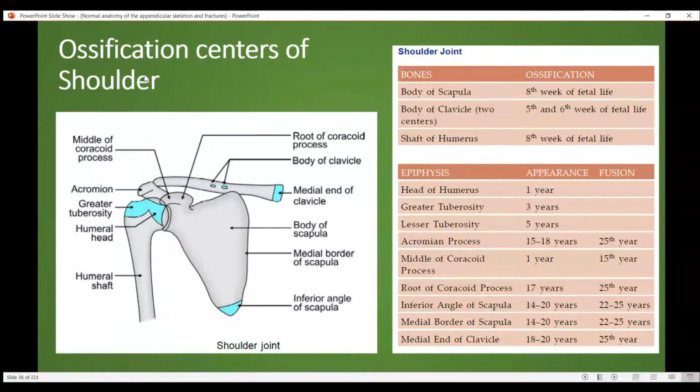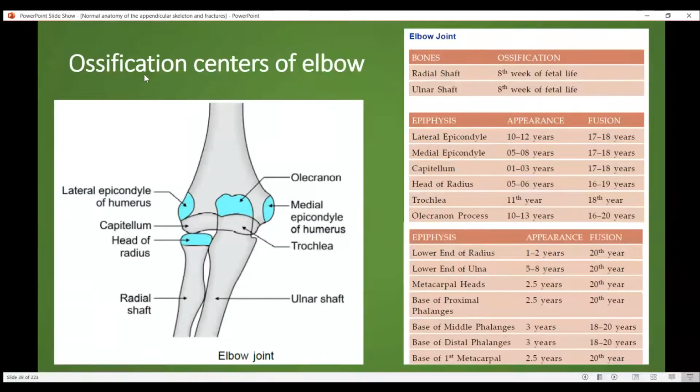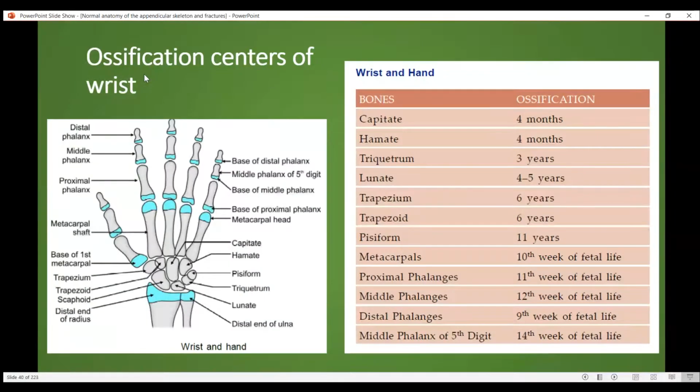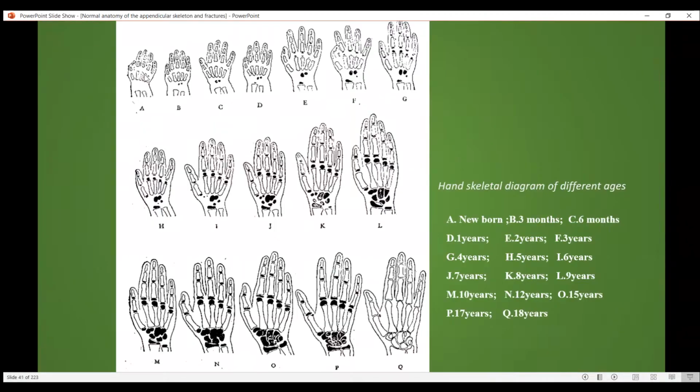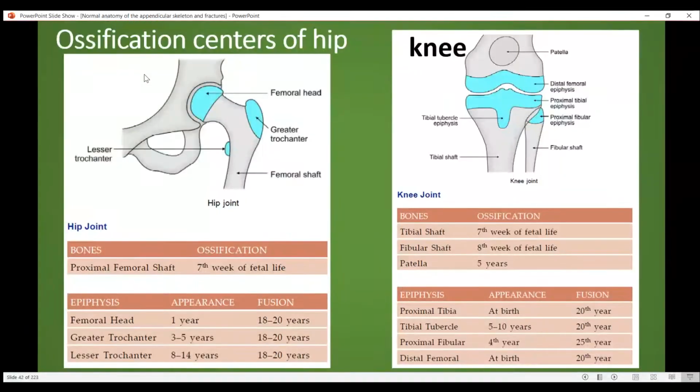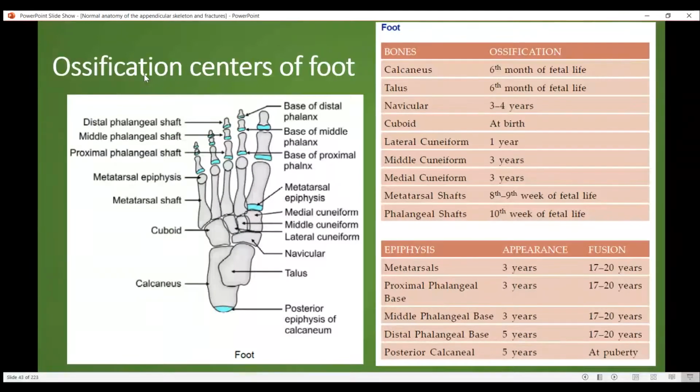That's the reason you should be aware of that. I don't explain it, but I have still included them in your practical slides. Ossification centers of the elbow, ossification centers of every bone have been included, and the time when the carpals appear, which carpal will be seen at which time. Then ossification centers of the hip, the knee, and the foot.